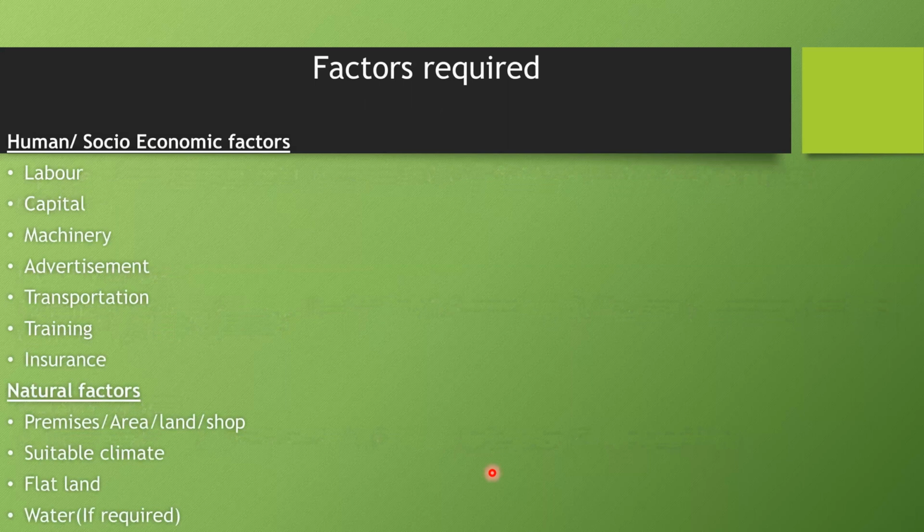The next thing is, what are the factors required for industrialization? If we talk about the factors required, they can be divided into two categories. First, we have the natural factors. The natural factors are also called the physical factors. So we have the area, we have the suitable climate, we have flat land, and water, if required. These are the natural factors which are required when we talk about setting up an industry. When any kind of industry or production of any product is going to be set up in an area, these are some of the important factors which are required.